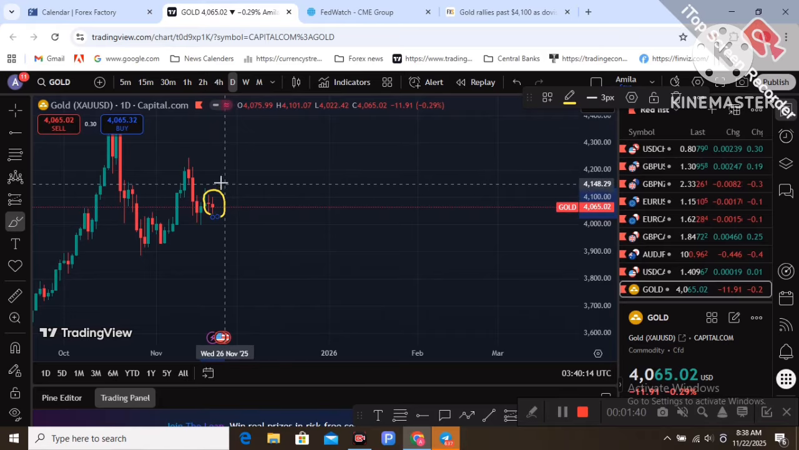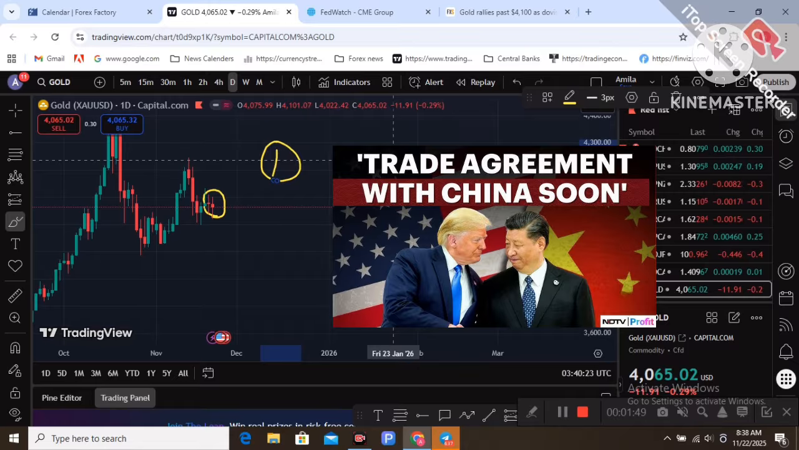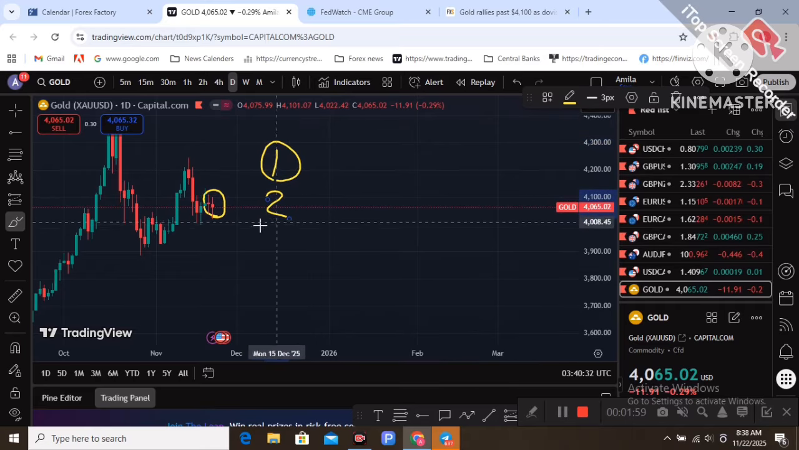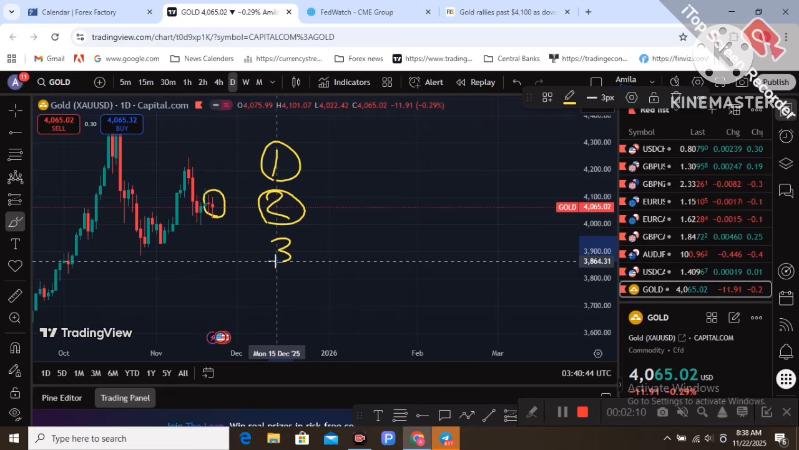So let's see the fundamental picture behind this story. First reason is that tariff uncertainty has cooled down. Donald Trump is now cool with the trade war tariffs. He negotiated with China on the tariffs and the trade war cooled down. That's why safe haven demand dropped. Second reason is the US government shutdown. Now more data is coming next week, so safe haven demand drops.